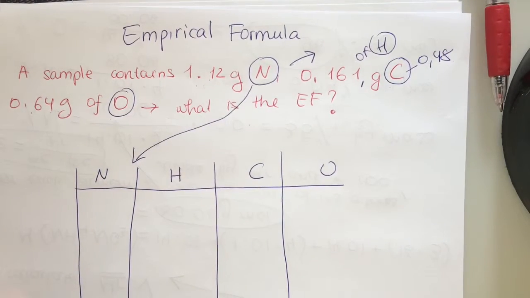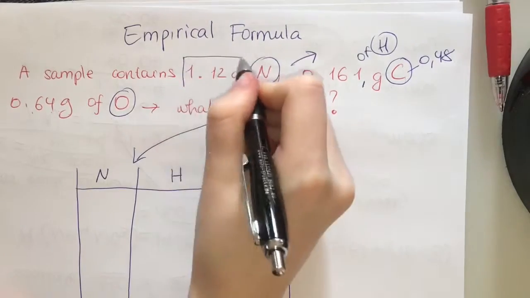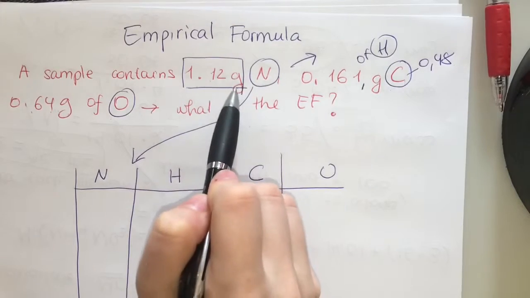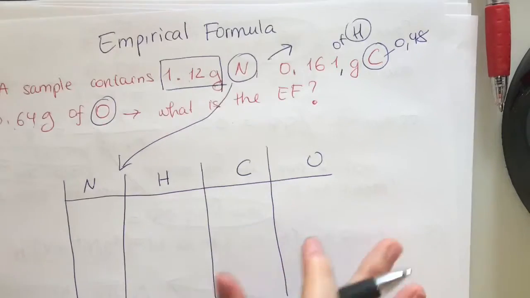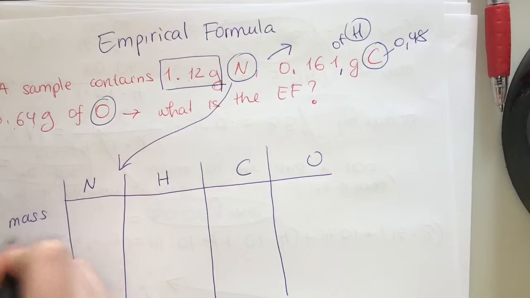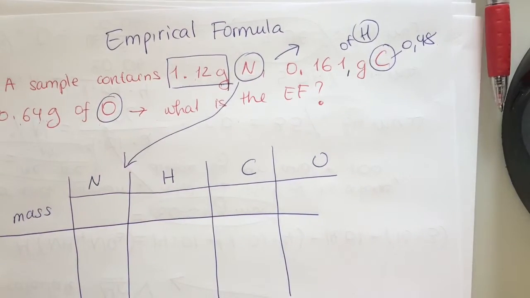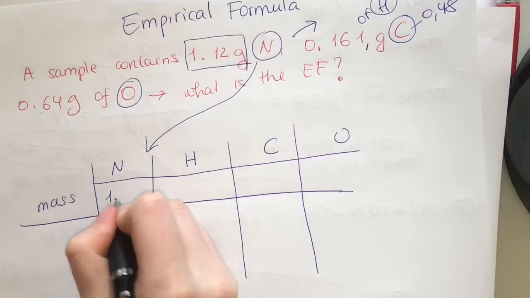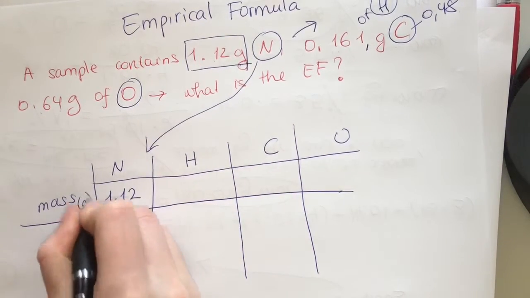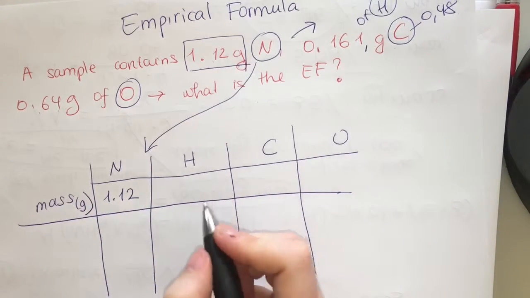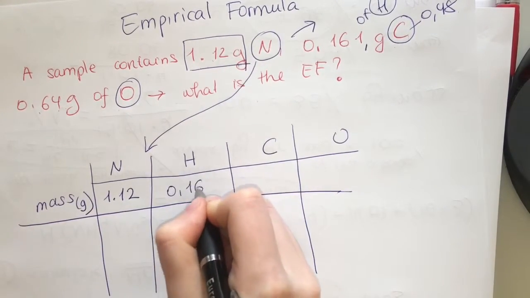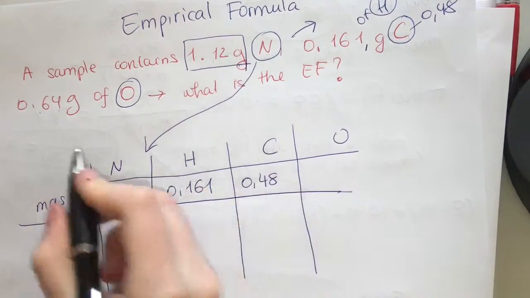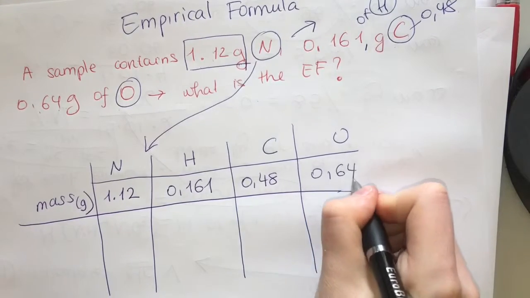So first you have to work with what we have. And we are given all of our elements, then we have mass. Okay, so we would obviously start working with mass. Okay, so let's first really slowly write down all the mass that we know. Okay, so for nitrogen we know it's 1.12. This is going to be in grams. Okay, for hydrogen we know it's 0.161. For carbon, we know it's 0.48, and for oxygen, we know it's 0.64.